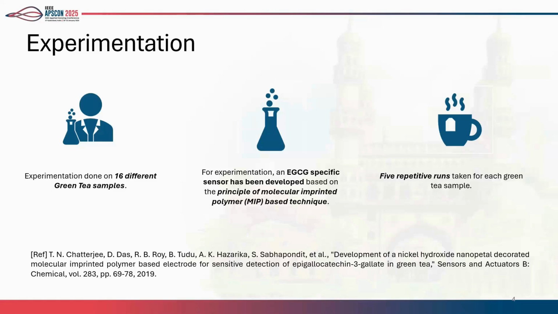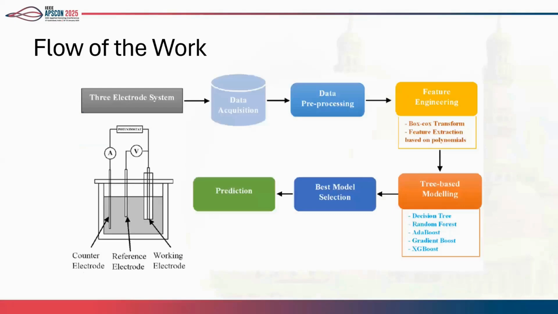When we applied this MIP-based technique on this data set, we got 80 features. We have also done 5 repetitions on each tea sample. So we have 16 tea samples with 5 repeated runs, giving a total of 80 samples, and each sample gives 80 features. So it gives a data size of 80 cross 80.